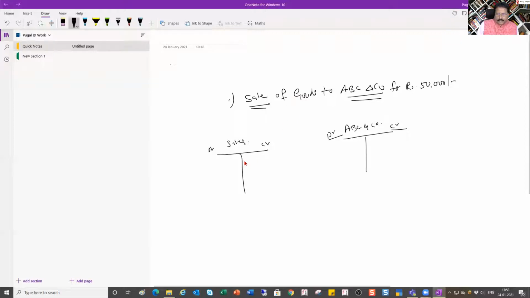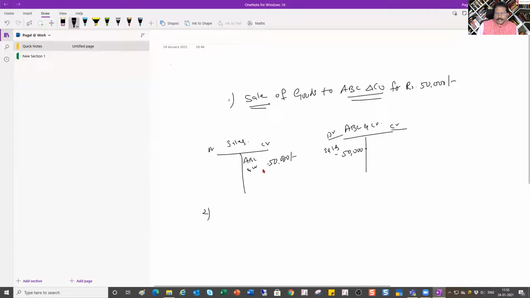So in the sales ledger, the 50,000 is going to be on the credit side, and in the party ledger, ABC and company, it is going to be on account of sales, and the amount is going to be 50,000, right? Which means you have to receive an amount of 50,000 rupees from ABC and company at a later point in time.